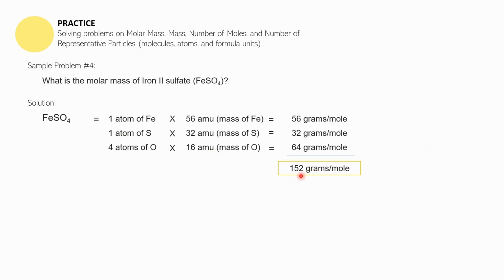If we are referring to 2 moles of FeSO4, we need to multiply 152 by 2. And what will that be? So you multiply by 2, and you'll be getting 304 grams per 2 moles of FeSO4. Ganun yung logic niyan. Okay, so ibig sabihin nito, 152 grams yung bigat niya kada isang mole. Kada isang mole. Okay?